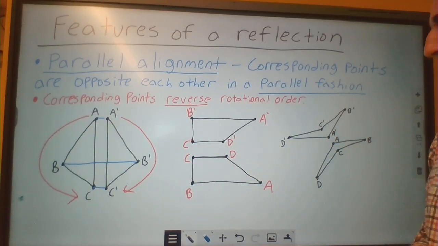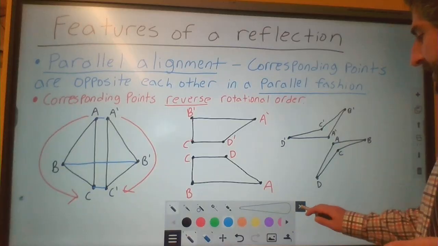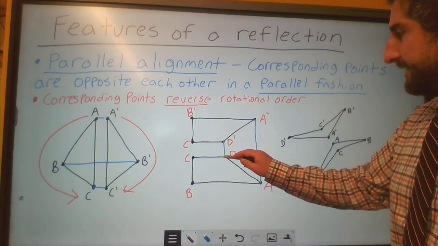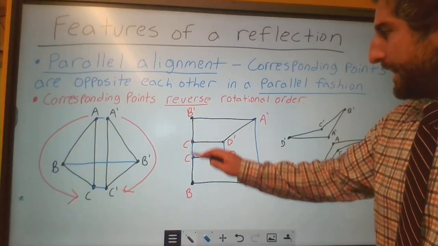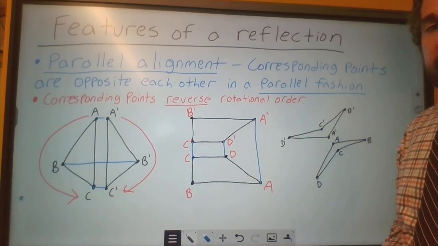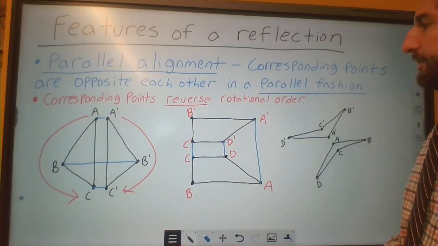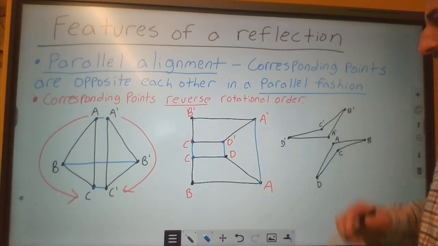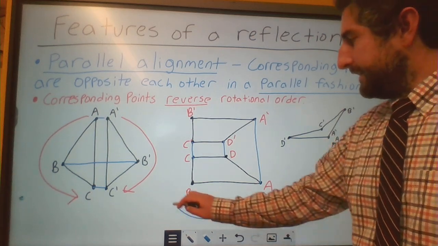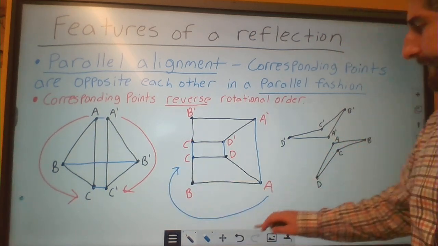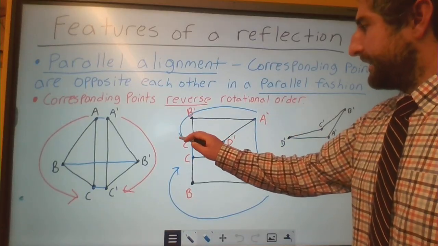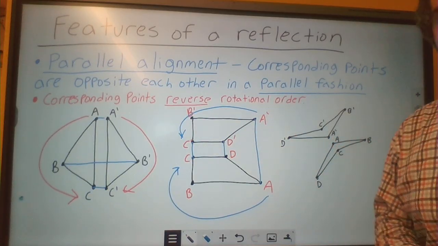Once I have my points labeled, then I can conduct my tests. A to A prime, D to D prime, C to C prime, and B to B prime. Once again, as you can see, a parallel orientation for all those invisible lines. And then if we're talking about the rotation, A, B, C, D, we're going clockwise with that, but we're going counterclockwise with the copy.